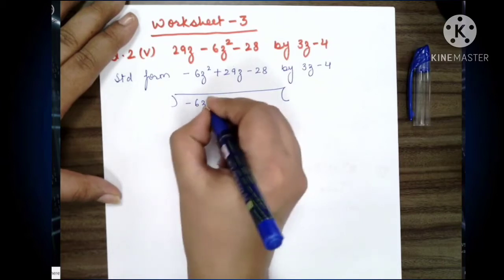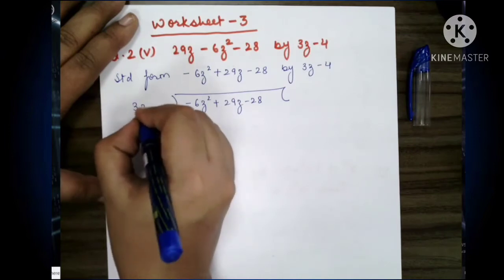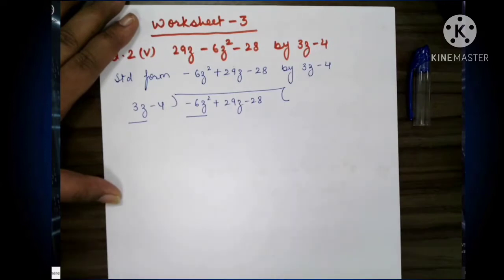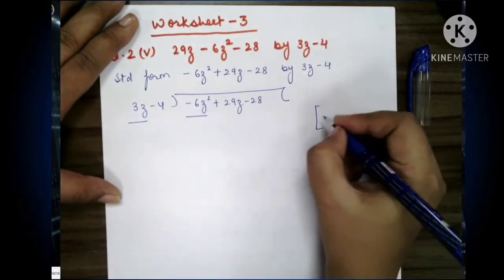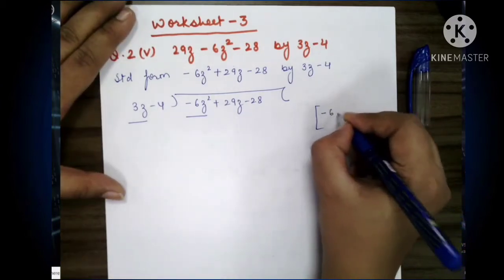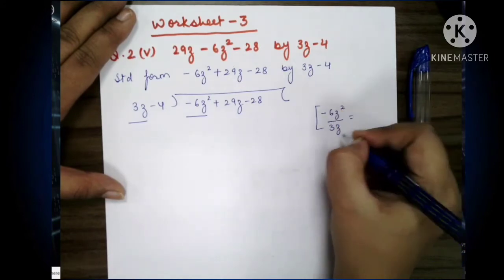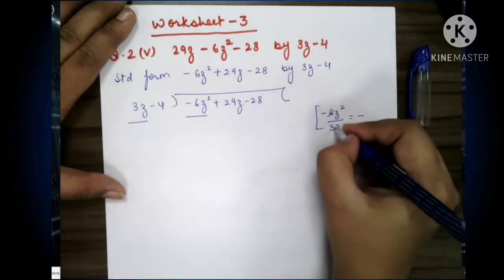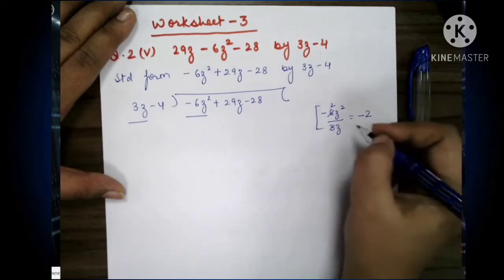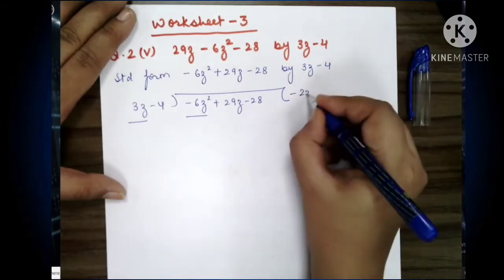Minus 6z square plus 29z minus 28, divided by 3z minus 4. First term divided by first term. This we have done in the last video, and by dividing we will get the first term of the quotient. It is minus 6z raised to the power 2 divided by 3z. Plus by minus is minus, 6 by 3 is 2, and z square by z, powers subtract, 2 minus 1, we get z. Minus 2z is the first term of the quotient.